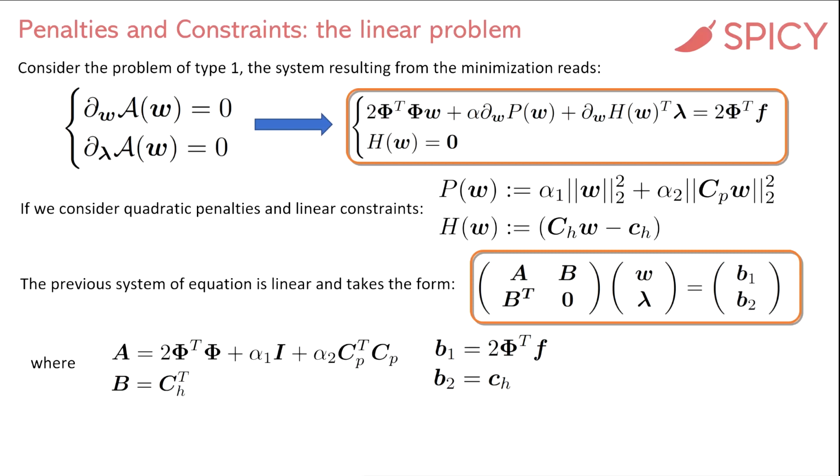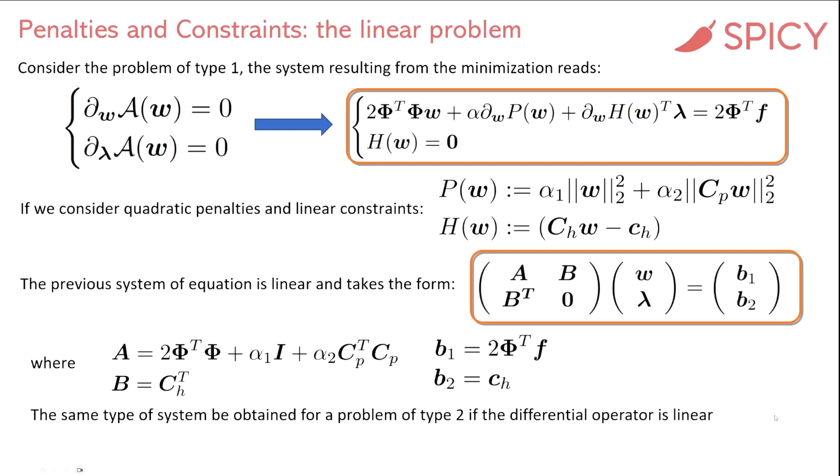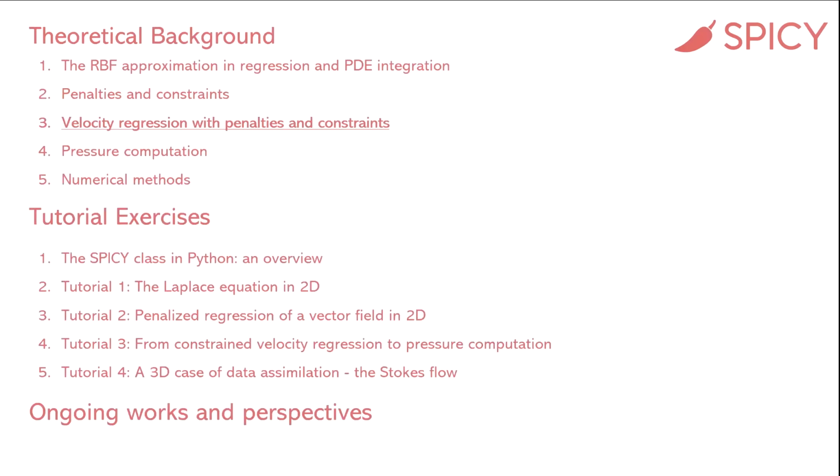Note that we will arrive at exactly the same problem for both the velocity regression and the PDE integration, the two problems which we've seen in the previous video. Of course, only as long as the differential operator in the problem of type 2 is linear, as will be the case in our problem. In the next video we will see how to use penalties and constraints for the regression of a velocity field from particle tracking velocimetry.